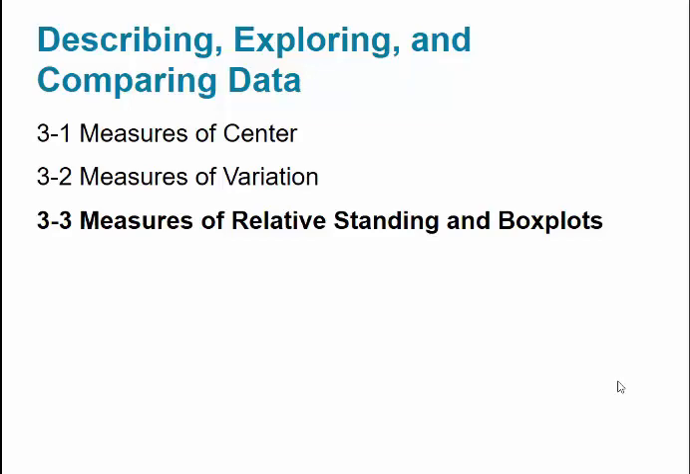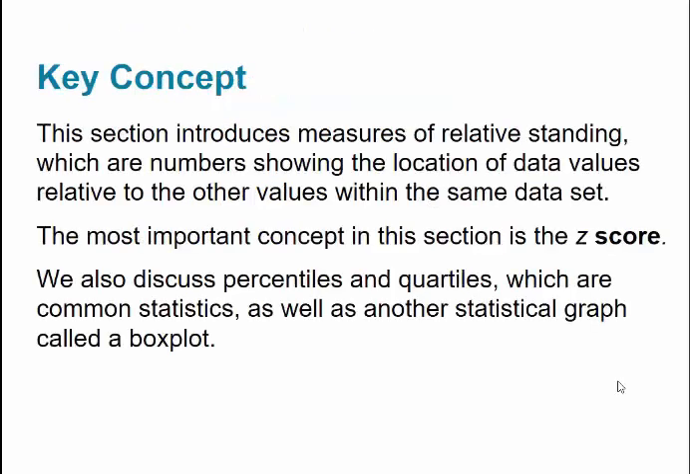So we're going to be talking about measures of relative standing and box plots in this lecture. In this section, we're going to introduce measures of relative standing. We've talked about measures of variation and also measures of center. Measures of relative standing are numbers showing the location of a data value relative to other data values within the same data set. The most important concept in this section is the Z-score. We're also going to talk about percentiles, quartiles, and boxplots.